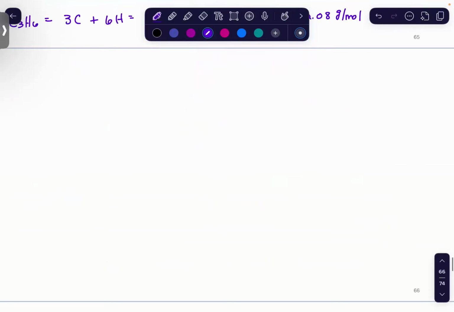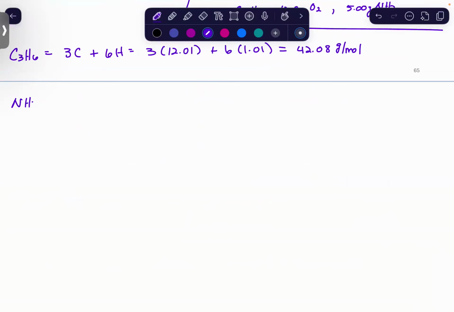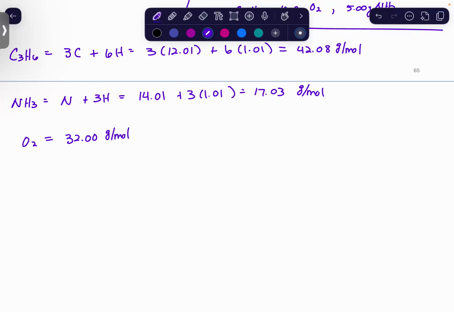All right, what else do we have? We have ammonia, 1 nitrogen plus 3 hydrogens. That's going to be 14.01 plus 3 times 1.01. That's going to be 17.03 grams per mole. And again, by now, you should be getting used to this, O2. That's going to be 2 oxygens, so 32.00 grams per mole. And my acrylonitrile, C3H3N, I add all that up, and I'm going to get 53.06 grams per mole. Okay.